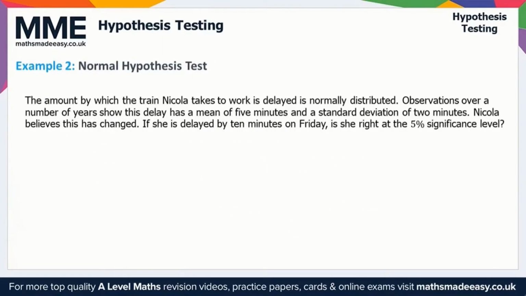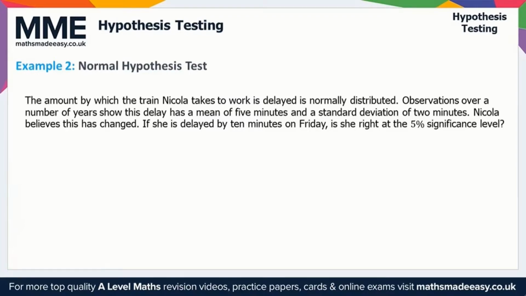Moving on now to example 2 here on hypothesis testing, which is taking a look at the normal hypothesis test. So the amount by which the train Nicola takes to work is delayed is normally distributed. Observations over a number of years show this delay has a mean of 5 minutes and a standard deviation of 2 minutes. Nicola believes this has changed. If she is delayed by 10 minutes on a Friday, is she right at the 5% significance level? So she's delayed by 10 minutes on Friday. Is she correct at the 5% significance level?